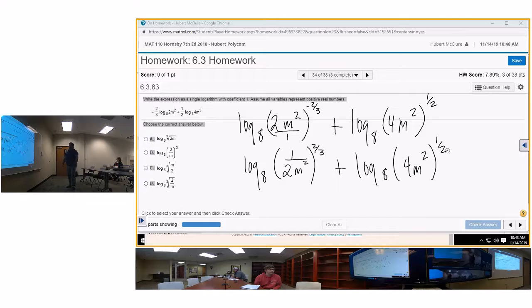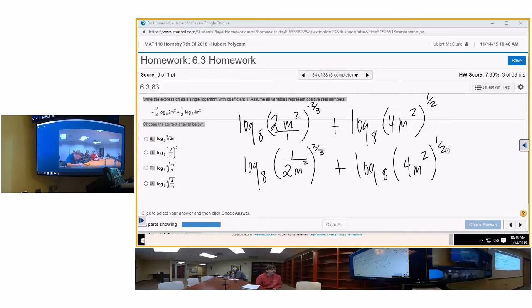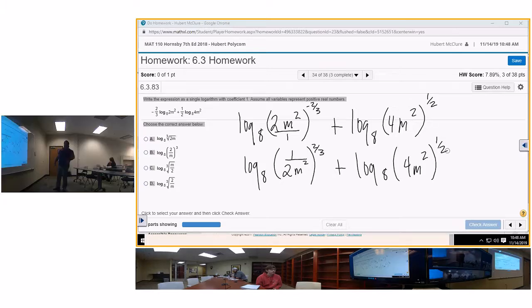Okay, so that's one thing you can do. Now you can distribute that 2/3 and distribute that 1/2. Somebody tell me, what's the most common mistake with that exponential power rule?